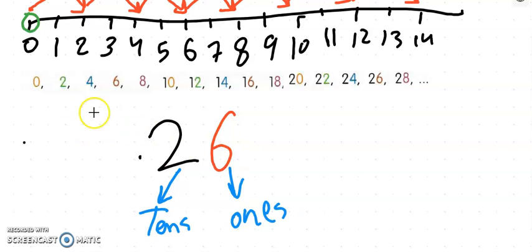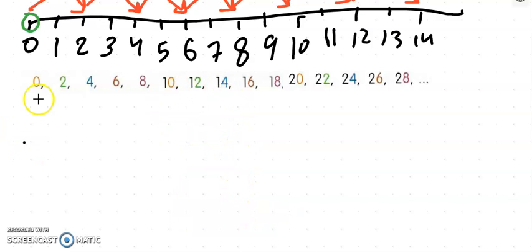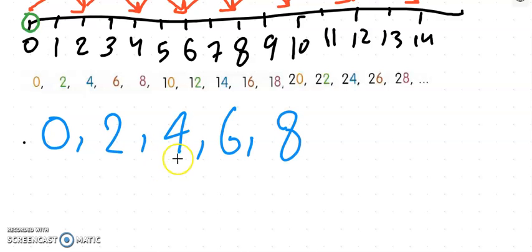Now I want you to look at these numbers and look at the ones place only. Here we have 0, 2, 4, 6, 8, and here we have 2 digits. The ones digit here is 0, right? The ones digit here is 2. The ones digit is 4 in this number. In this number it is 6, 8, here is 8, here is 2, here is 0. So let's write all the numbers in the ones place: 0, 2, 4, 6, and 8.